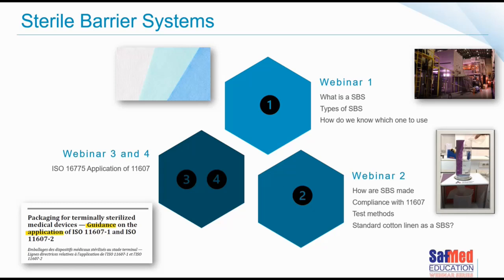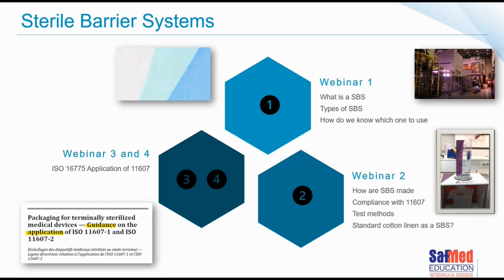Those of you that have been attending from the beginning will remember that in webinar 1, we started off by discussing what is a sterile barrier system, what different types of sterile barrier systems are there, how do we know which one to use. In webinar 2, we looked at some really interesting information about how sterile barrier systems are made, how the web is formed, what the machine looks like.